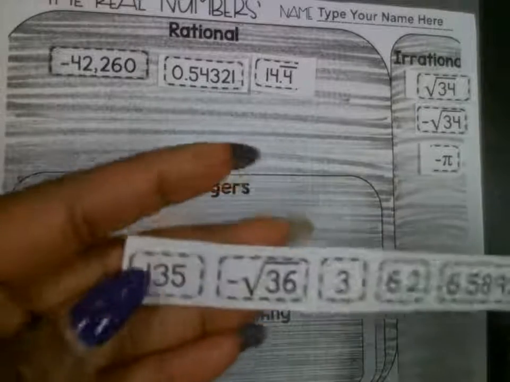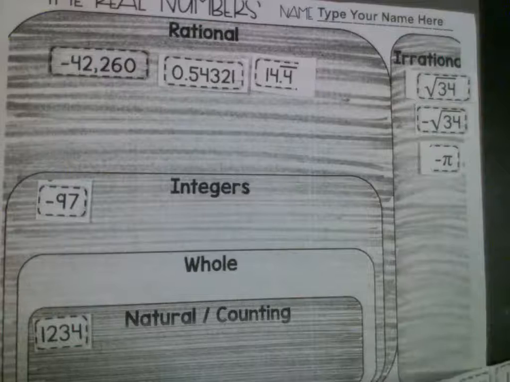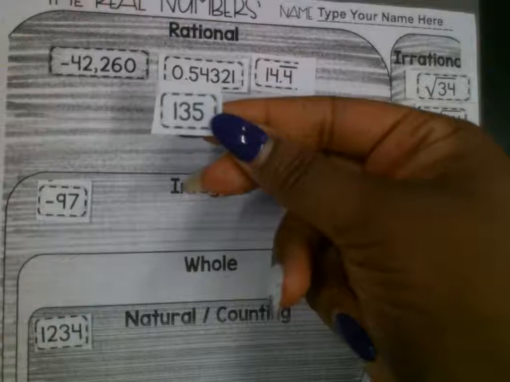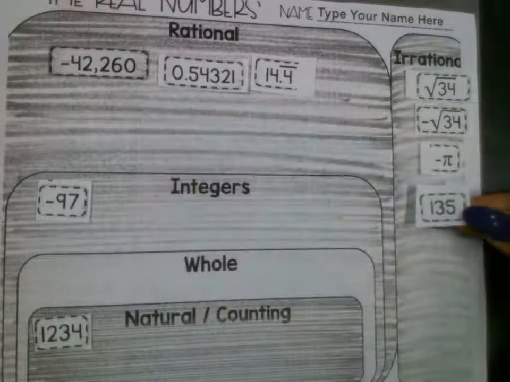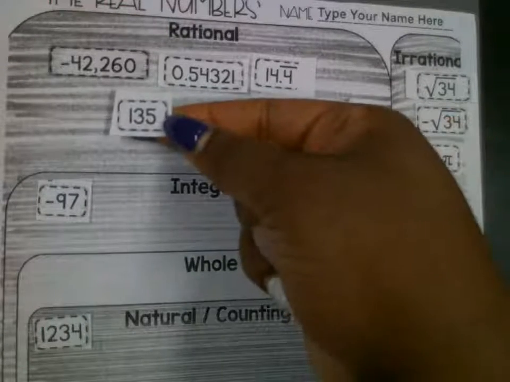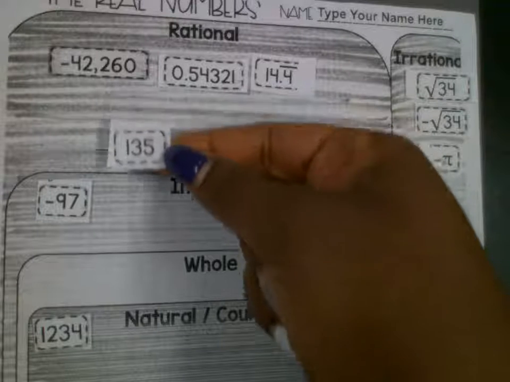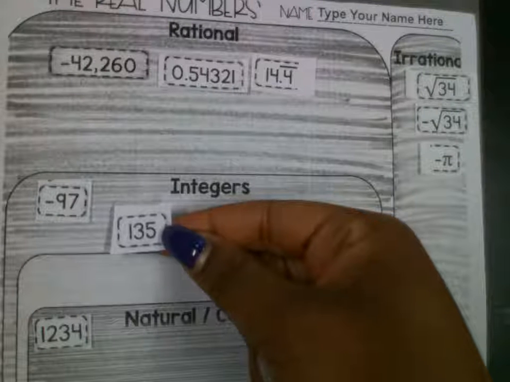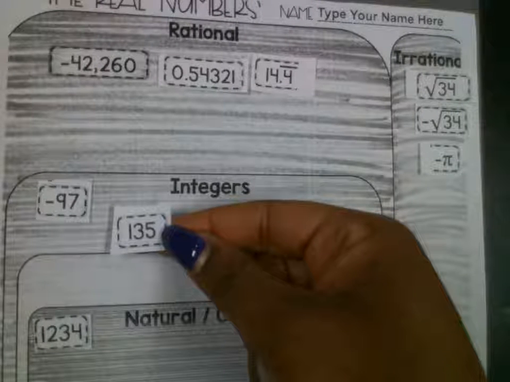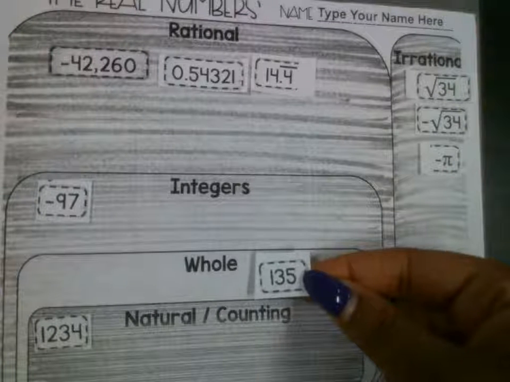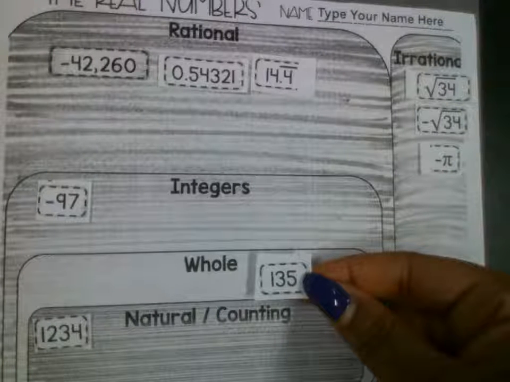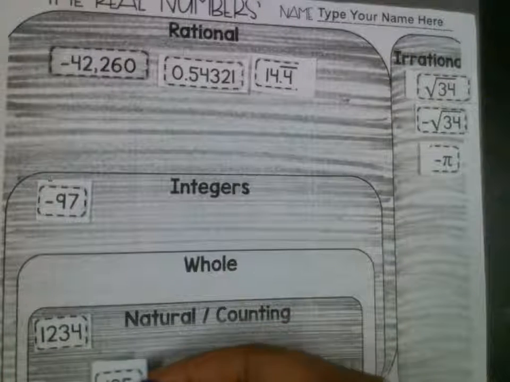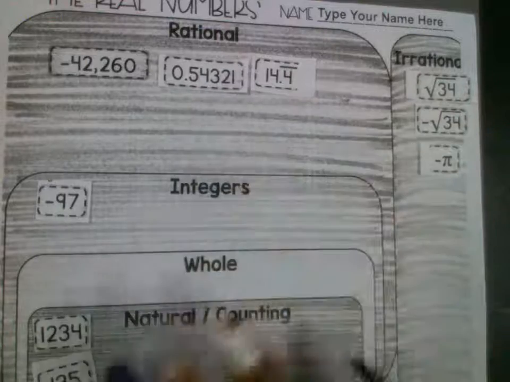Let's cut out the next number, which is 135. Is that rational or is that irrational? Rational. Very good. You can write it as a fraction. Is it an integer? Yes. It does not have a fraction attached to it. It does not have a decimal attached to it. Is it a whole number? Yes. It's not negative. It doesn't have a fraction or a decimal attached. Is it a counting number? Yes. Okay. So it is all these things.